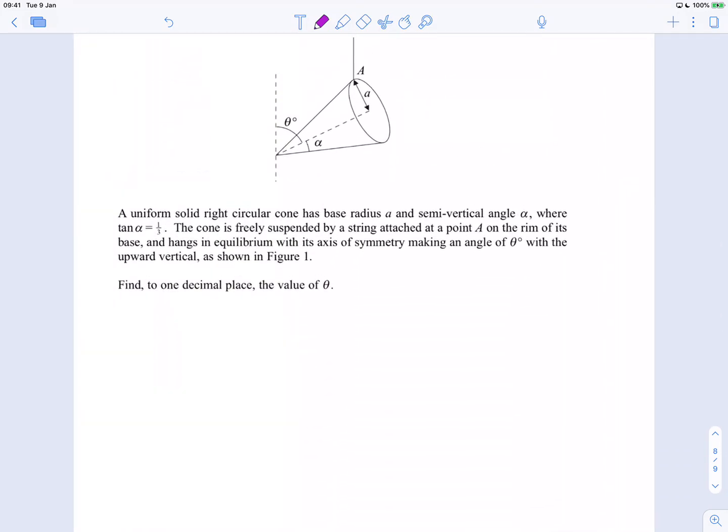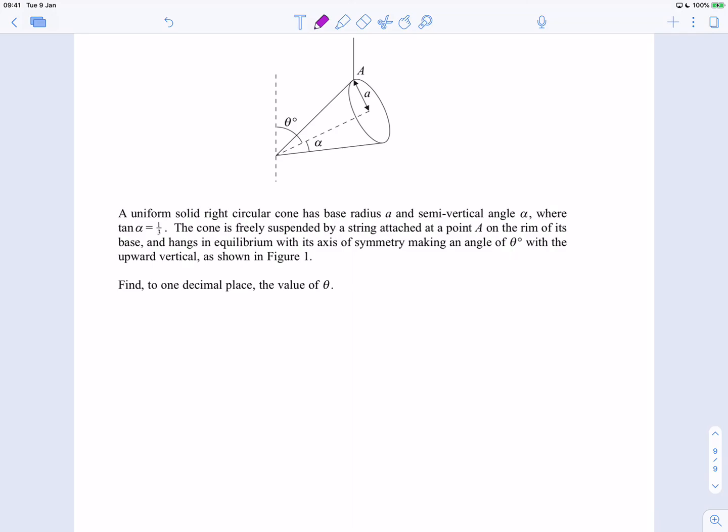Okay, last one. Pause the video. Give it a go. Right, a uniform solid right circular cone has base radius a and a semi-vertical angle of alpha. Interesting. Where tan of alpha is 1/3. The cone is freely suspended by a string attached to a point A on the rim of its base and hangs in equilibrium with its axis of symmetry making an angle theta with the upward vertical, as shown in figure 1. Find to one decimal place the angle of theta.